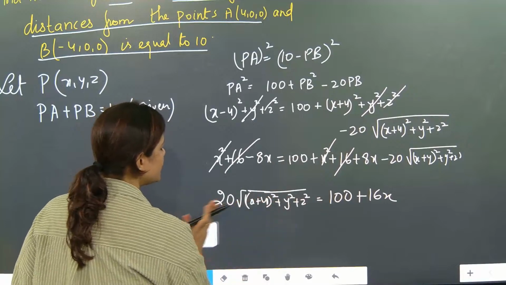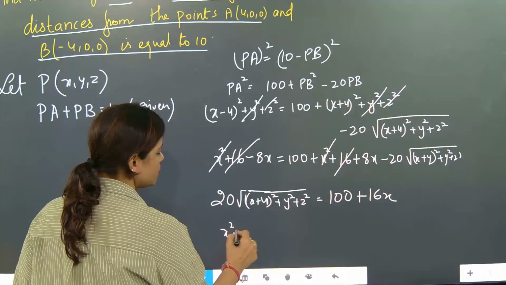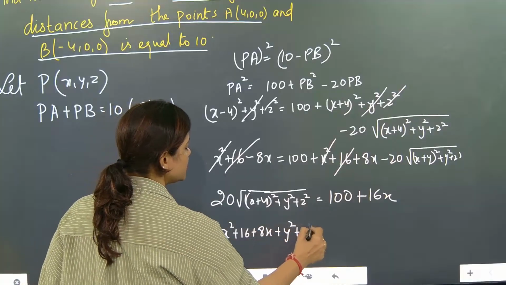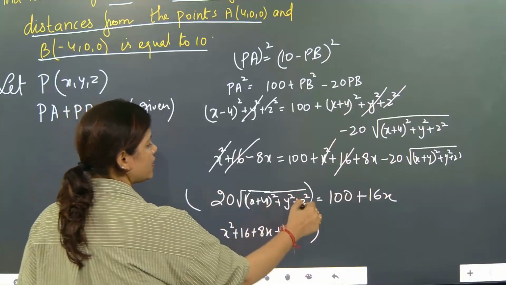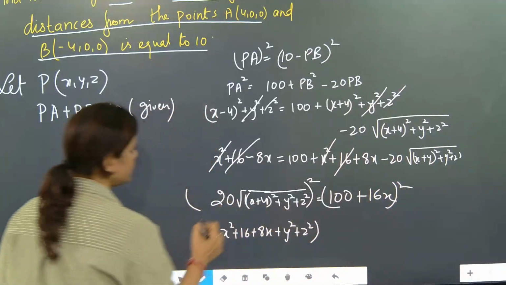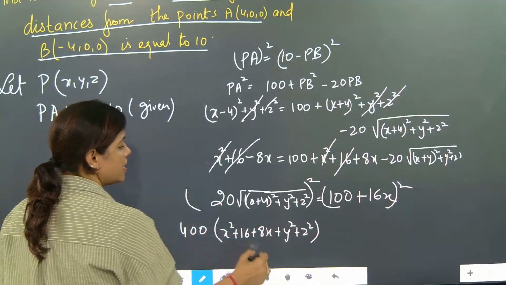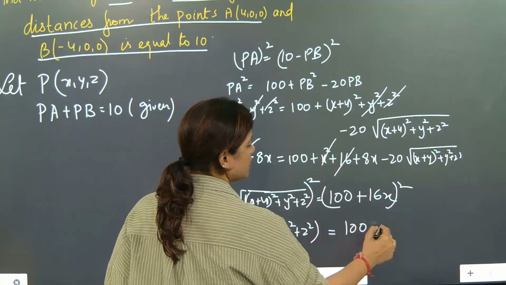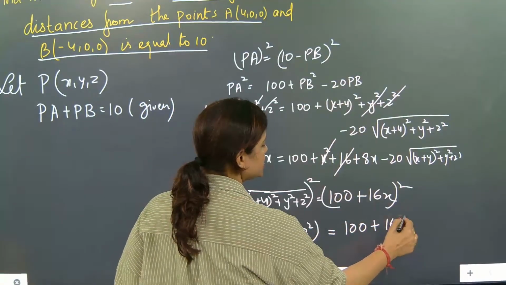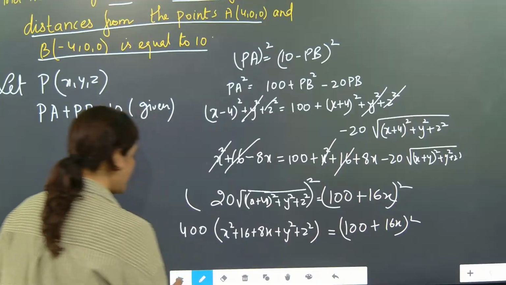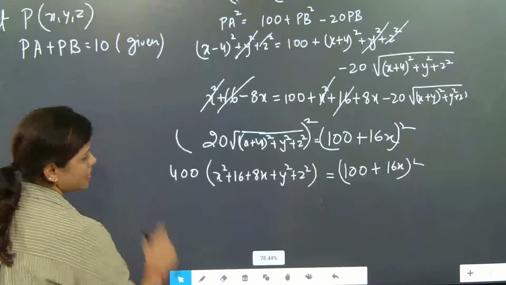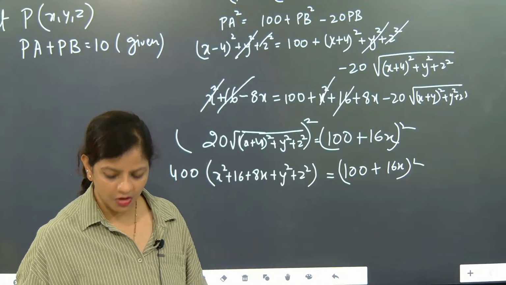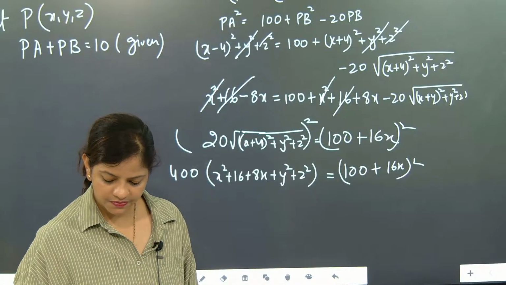So this section will be coming as root under x square plus 16 plus 2 fours are 8x plus y square plus z square, because I am going to square both sides. So once I square both sides, it will become 400, and this section is equal to 100 plus 16x whole square. Understood? So after this, we need to solve this section and get the answer. This is exactly totally based on how you are going to solve and bring the answer finally.